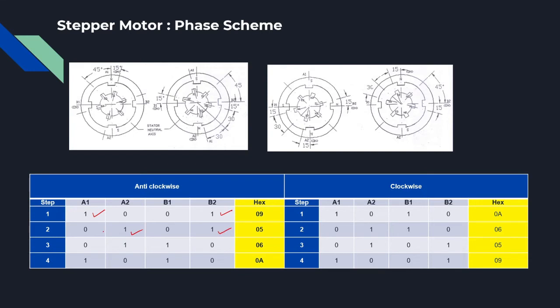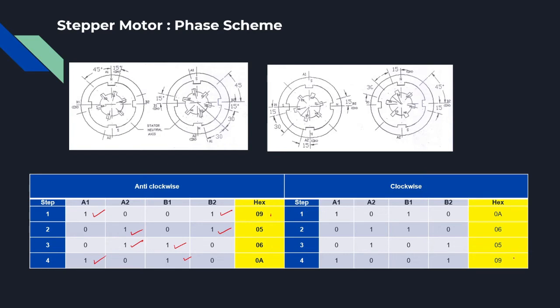So in the first step, A1 and B2 is energized, and in the second step, A2 and B2 is energized, and in the third step, A2 and B1 is energized, and in the fourth step, B1 and A1 is energized, right? So converting this into hexadecimal, you get an 8-bit hexadecimal value.